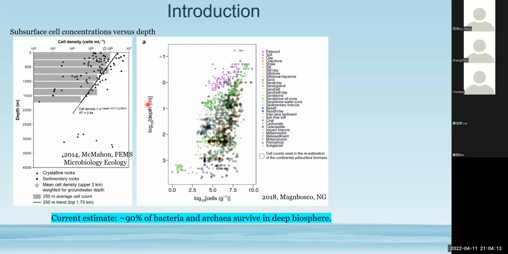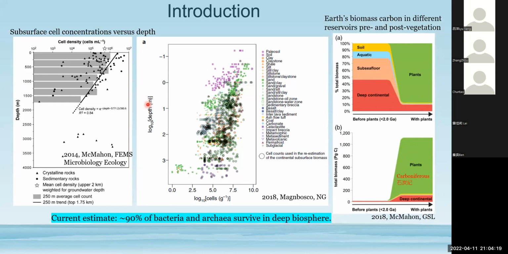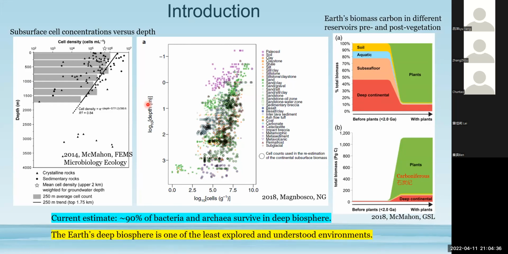If we turn the clock back to 700 million years ago, on the surface, plants and vegetation became prosperous in the Carboniferous. And before that, the deep biosphere hosted the majority of Earth's biomass. But even so, the Earth's deep biosphere is one of the least explored and understood environments.